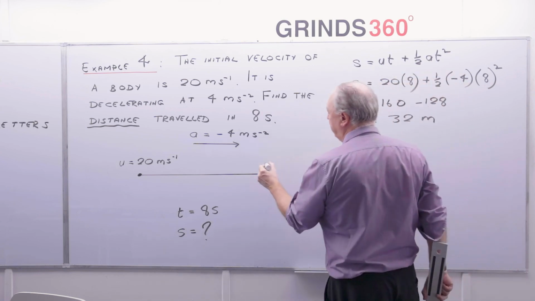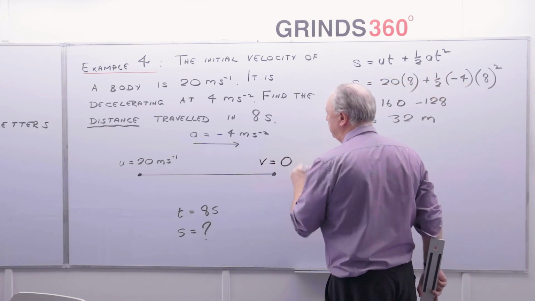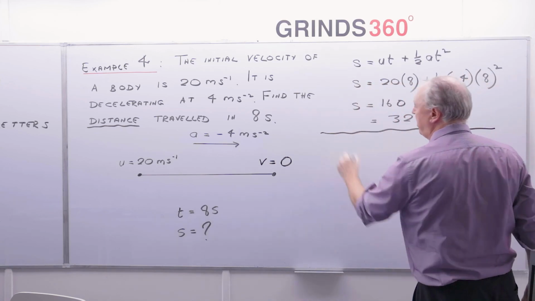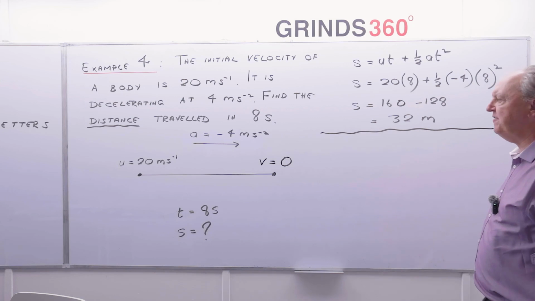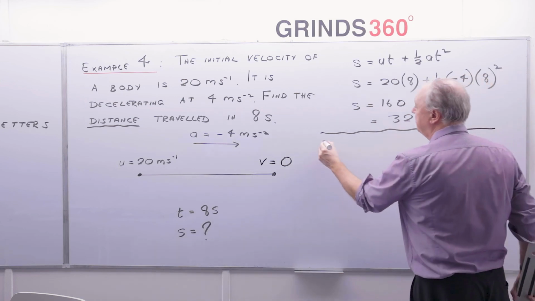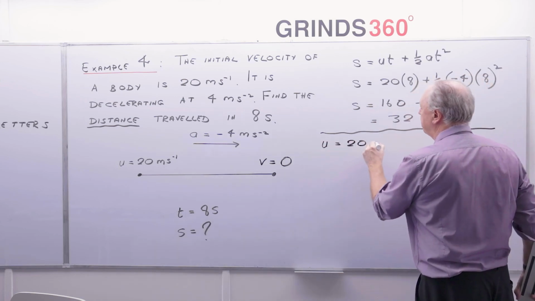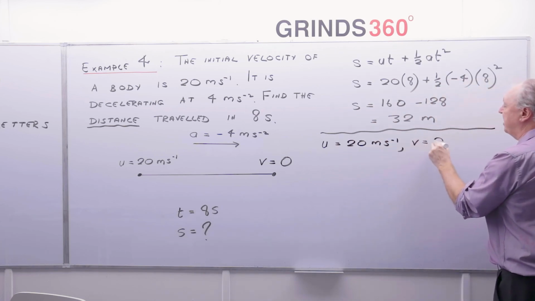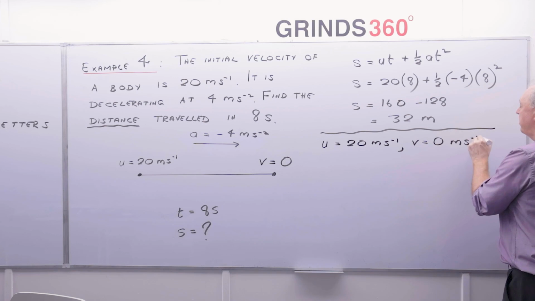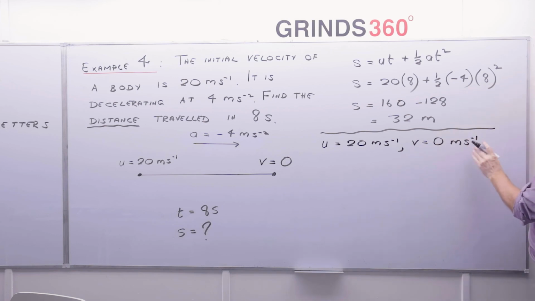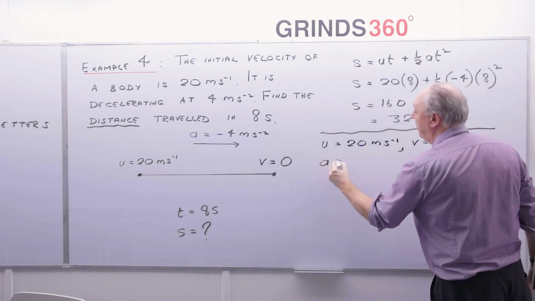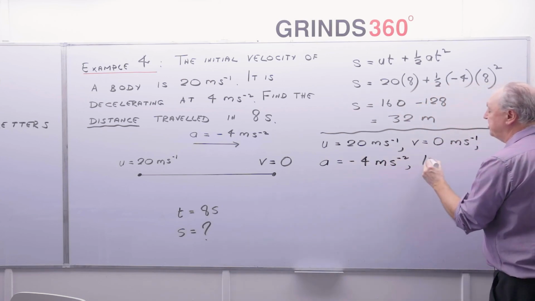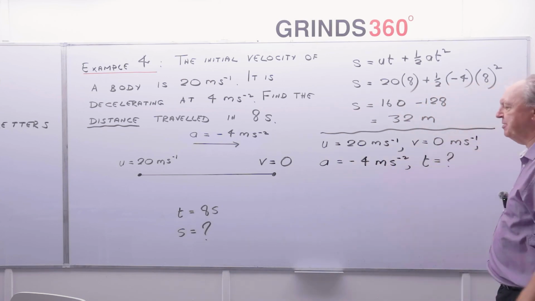So I'm going to write down here, v is equal to 0. That's stopping. And the question is, how long does it take me to stop? So what information do I have? I have u is equal to 20 meters per second. I have v is equal to 0 meters per second. And I have my acceleration a is minus 4 meters per second squared. And the question I want is, how long does it take to stop?